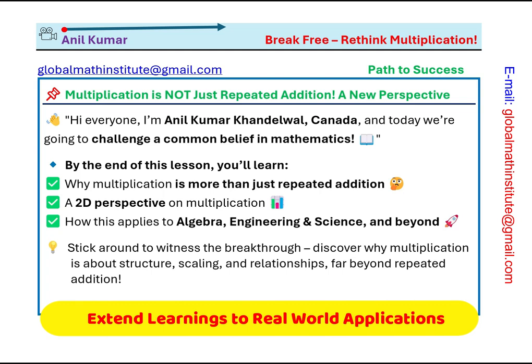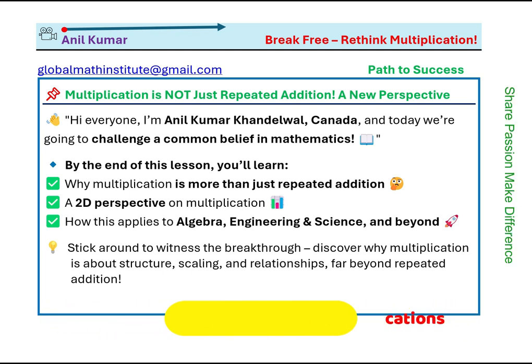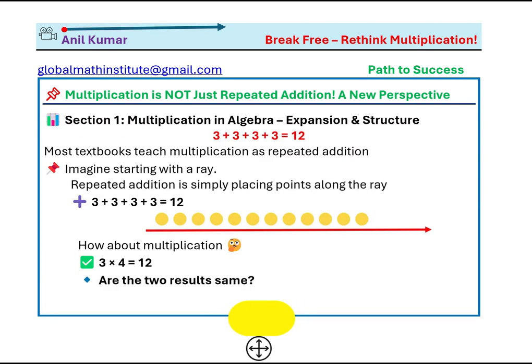Discover why multiplication is about structure, scaling, and relationships far beyond repeated addition. We'll begin with a general statement: 3 plus 3 plus 3 plus 3 equals 12. Most textbooks teach multiplication as repeated addition, right? So you could say 3 plus 3 plus 3 plus 3 equals 12 as 3 times 4 is equal to 12. Both are the same statements.